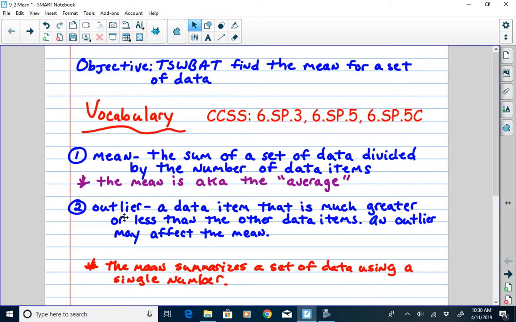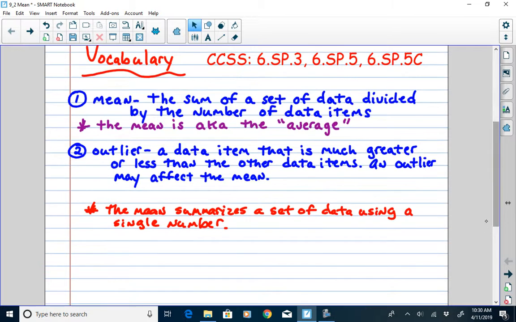Our second vocabulary term is going to be outlier. It's a data item that's much greater or less than the other data items. An outlier may affect the mean. If an outlier is much greater than the other data items, it will increase the mean. If the outlier is much less than the other data items, it will decrease the mean. The mean summarizes a set of data using a single number.